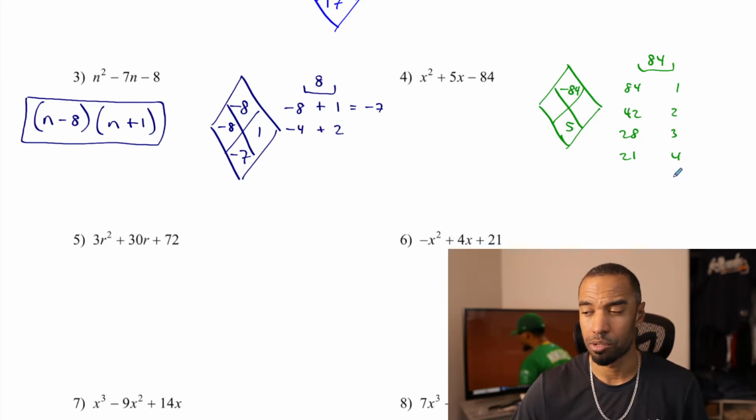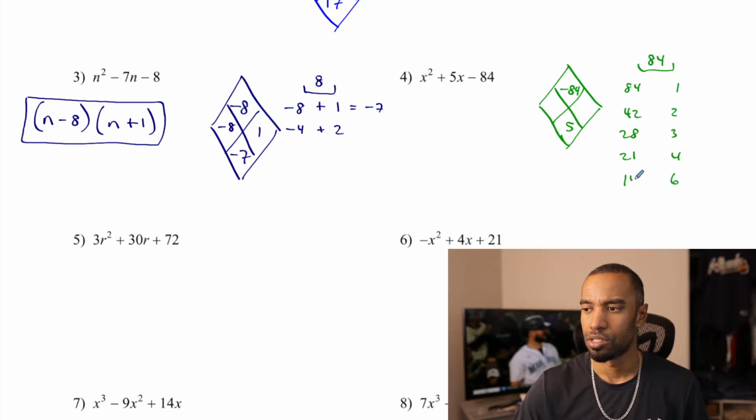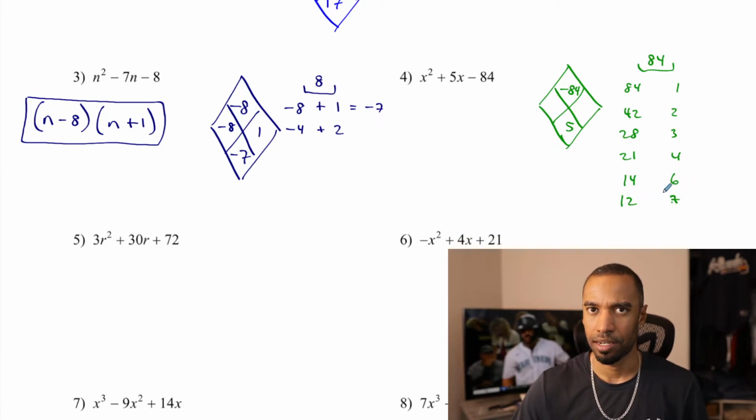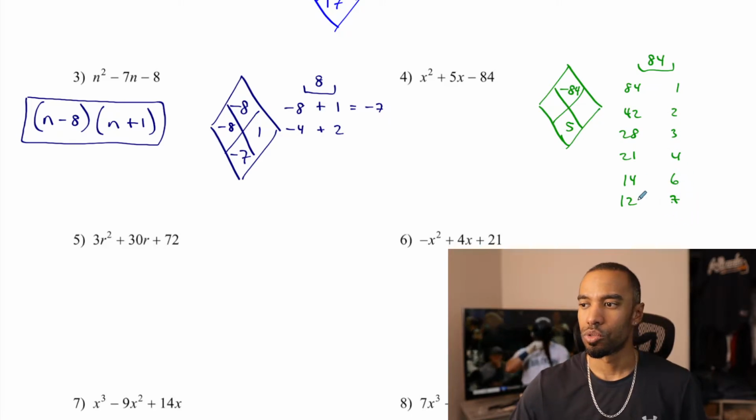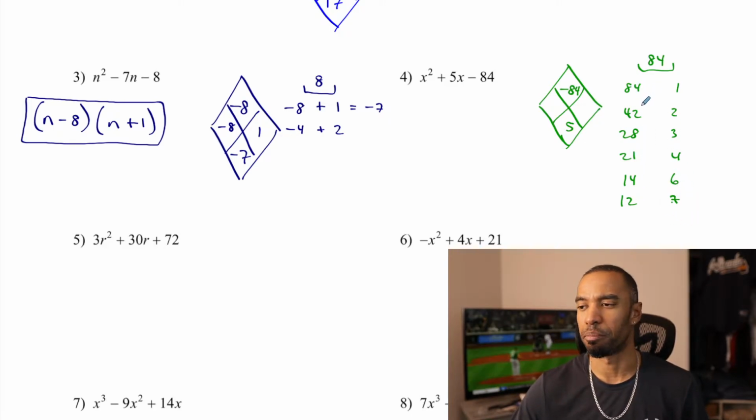6 does. That should be 14. 6 and 14. 7 and 12. Not 8. Not 9. Not 10, not 11, and then 12 again. So these are all our factors of 84. There's 6 different pairs of them.